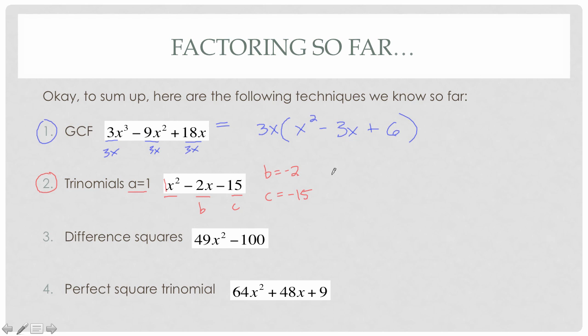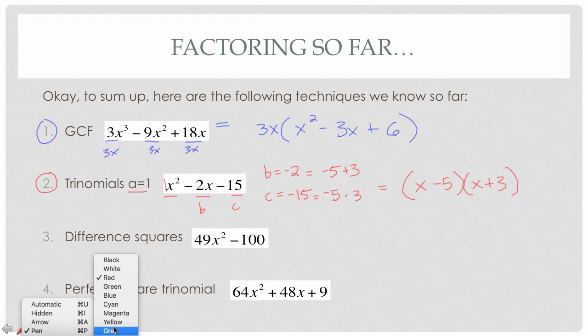My two numbers are going to be negative 5 and 3. Negative 5 times 3 is negative 15, and negative 5 plus 3 equals negative 2. And so all that factors into x minus 5 times x plus 3. There we go. That was kind of an easy trinomial.